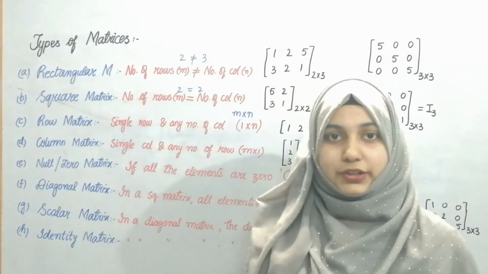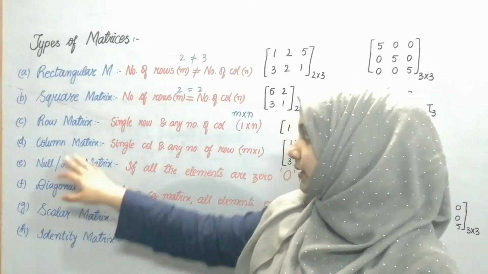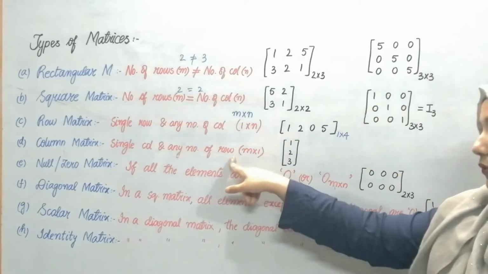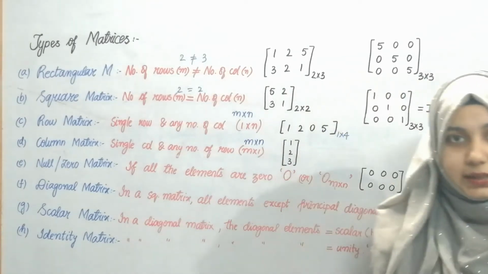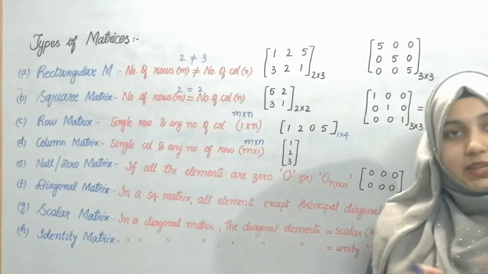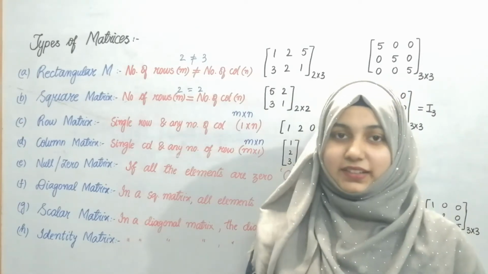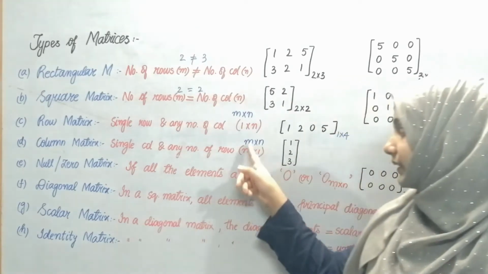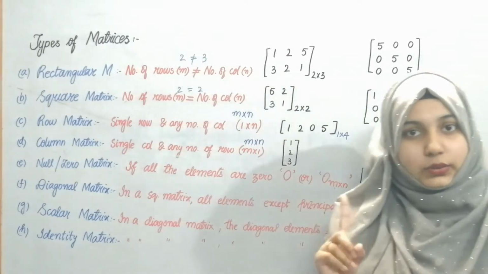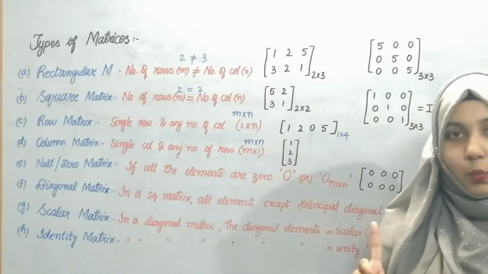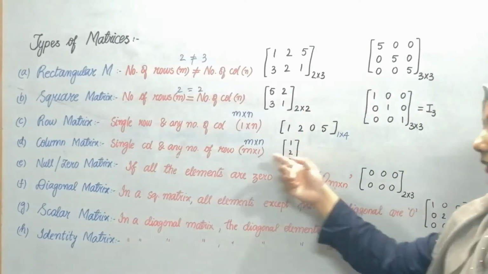Opposite of that, column matrix. If I have only one column and any number of rows, that will be a column matrix. Single column and any number of rows. I represent a matrix with m by n. Here my m, the rows, can be more than 1. This m can be 1, 2, 3, 4, 5, anything. But the columns, that is n, is only a single column. So instead of writing n, I'll write 1. An m by 1 matrix is nothing but a column matrix.